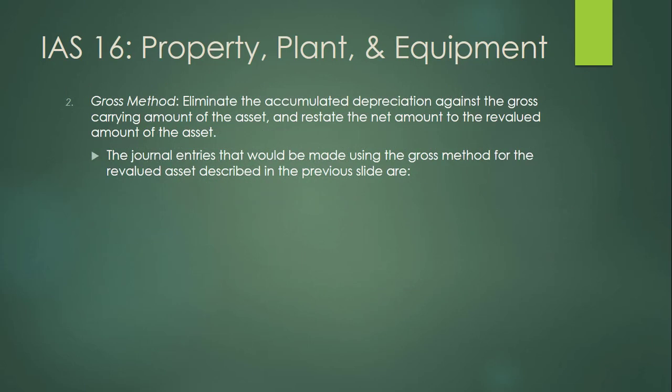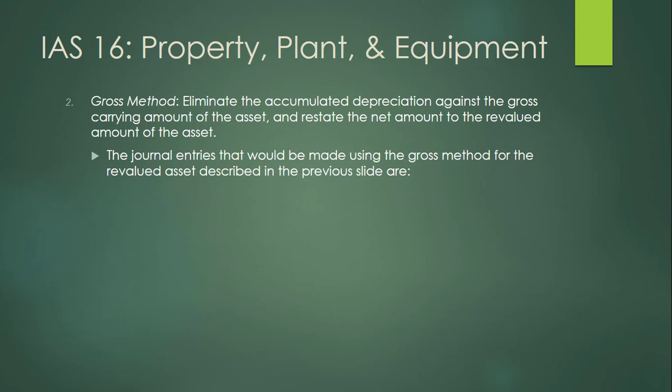With the gross method, the company eliminates the accumulated depreciation against the gross carrying amount of the asset and then restates the net amount to the revalued amount of the asset. So this method is more straightforward than the proportional method.